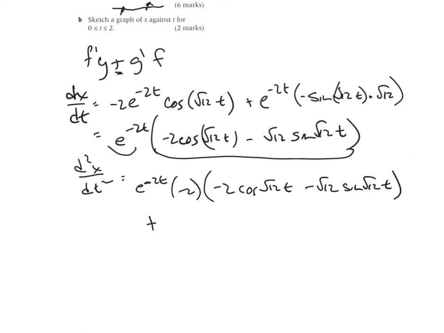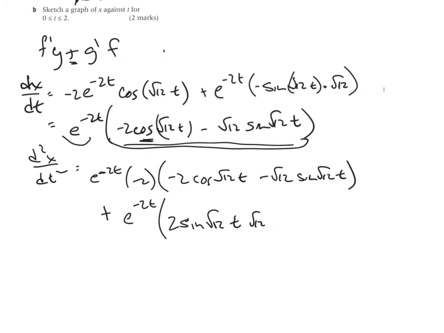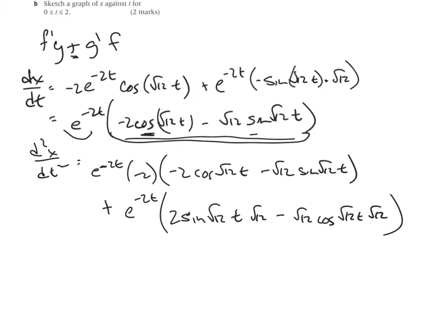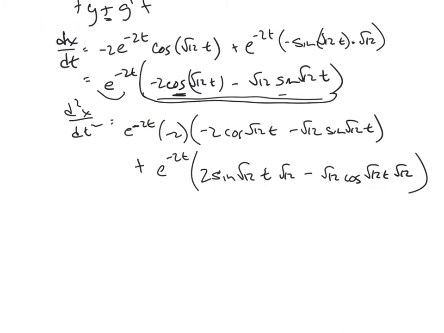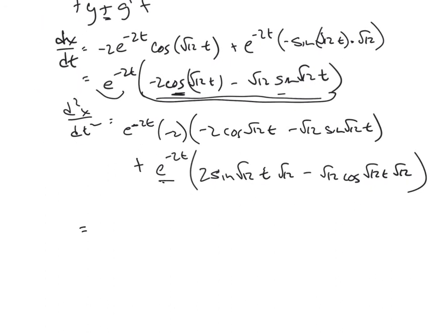plus e to the minus 2t times the derivative of this particular function here. So the derivative of cosine is a negative sine, so it's a positive 2 sine root 12t times root 12 minus, and here is going to be the derivative of sine is cosine, so root 12 cosine root 12t times root 12.